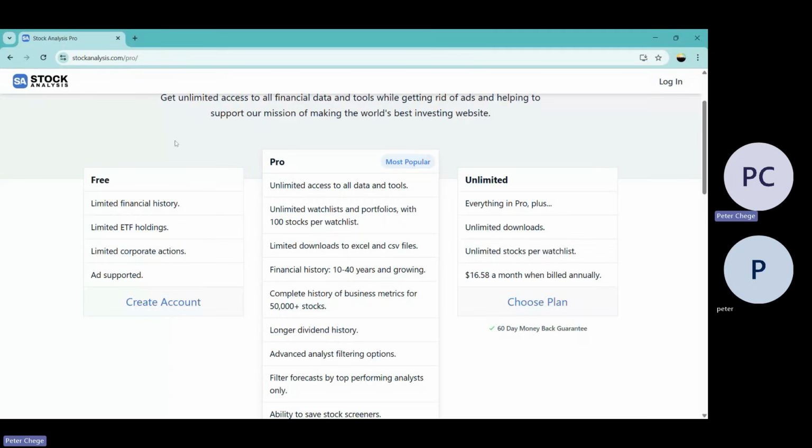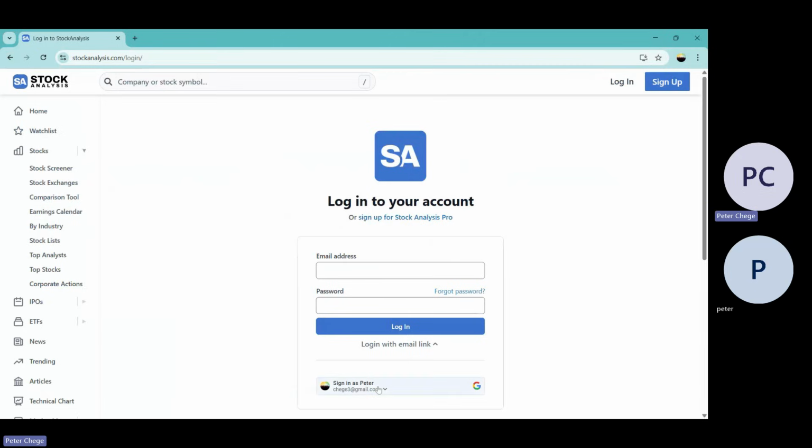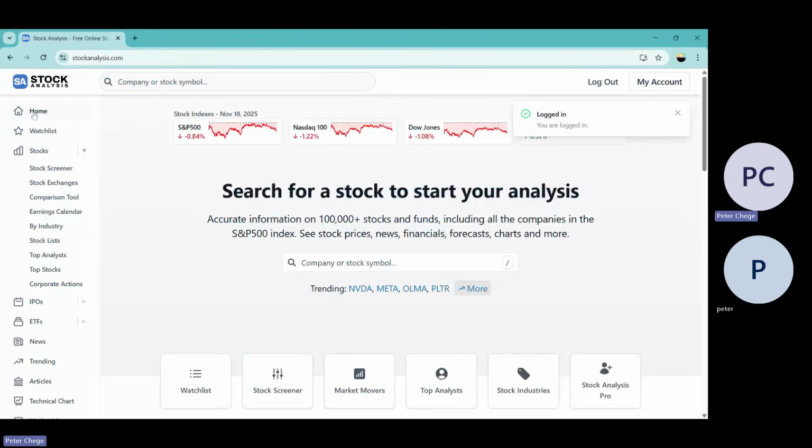For me, I usually go with free. For a start, just go with free. Then you click continue with Google, then you sign up with Google. For me, I already have an account, so I just click login. So I'm logging in. When you're logged in as a user, now you have access to some tools that we'll see later.